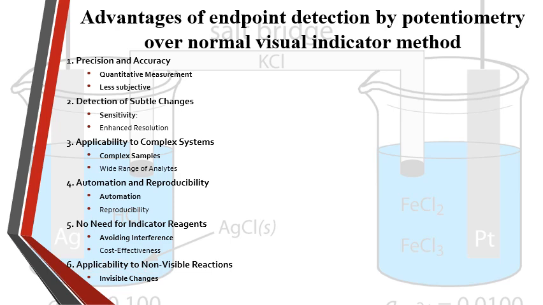Number 3, applicability to complex systems. Potentiometry can be used effectively in complex samples or mixtures where visual indicators may not work well or may be confusing due to overlapping color changes or interference. These potentiometric methods can be applied to a wide range of analytes and conditions, including those that do not have a suitable visual indicator. Number 4, automation and reproducibility.